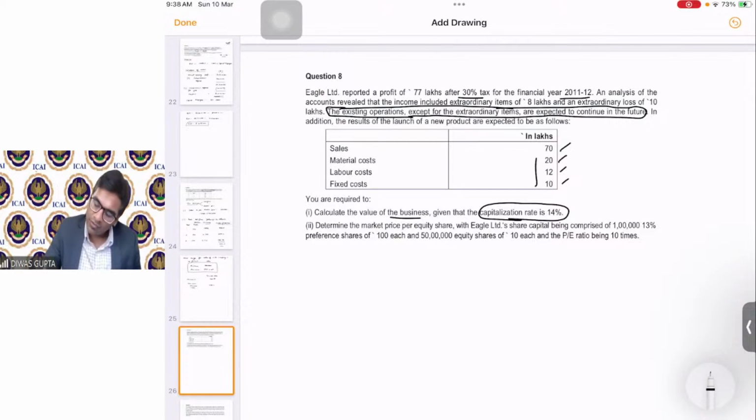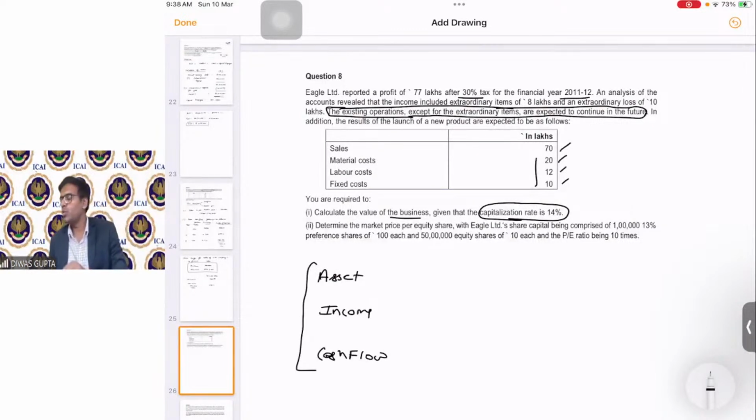Now tell me which approach: asset, income, cash flow. First of all, tell me from these three which approach we should use. Students, tell me. We have been given a certain set of information and they have not told us which method to apply. What is our analysis of the question saying which approach we should use? Is it asset based? Is it income based? Or is it cash flow based, students?